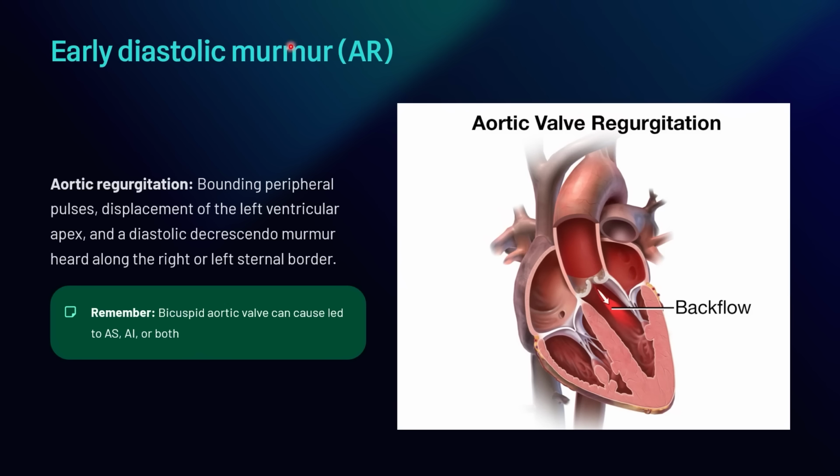Early diastolic murmur, that's aortic regurgitation until proven otherwise. The backflow of the blood back into the ventricle. If you see bounding peripheral pulses, this is aortic regurgitation until proven otherwise. Diastolic decrescendo murmur along the right or left lower sternal border. Remember that. And also very important, bicuspid valve can cause aortic stenosis, aortic insufficiency or regurgitation, or both.